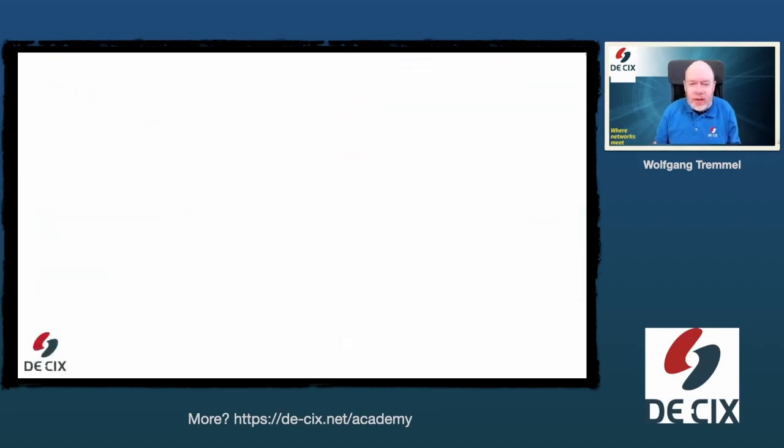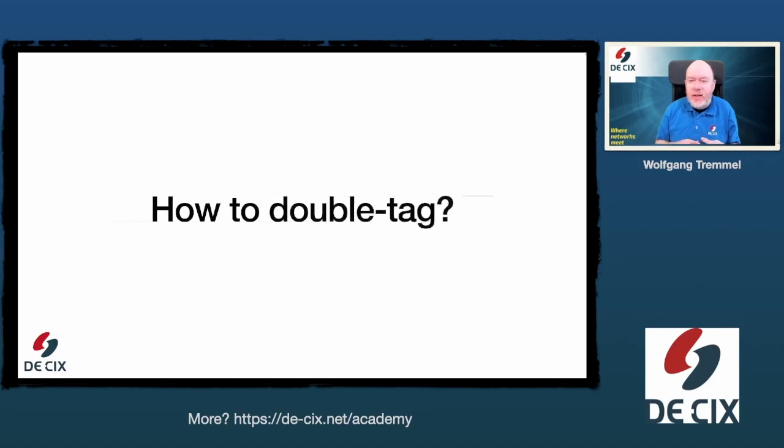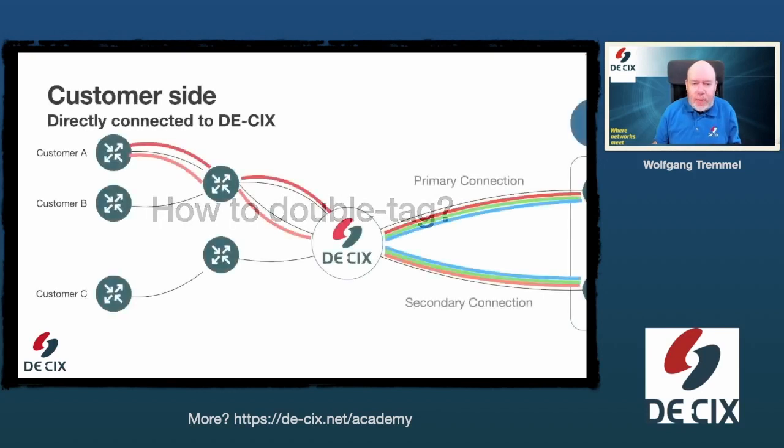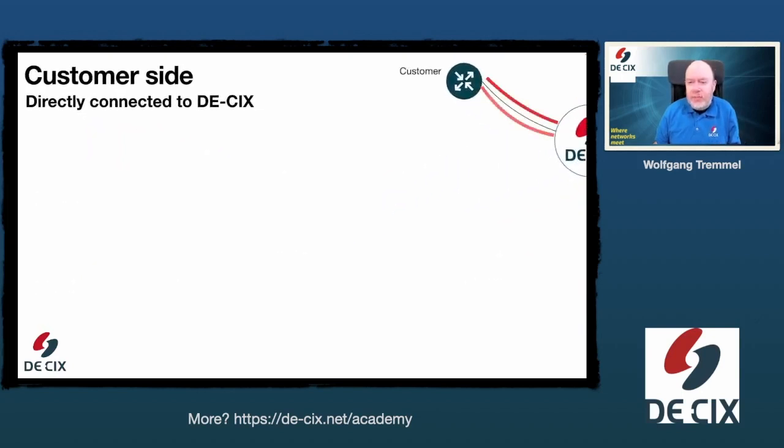But how to double tag? How does the tag get onto the frame? Where to do that and how to do that? There are a couple of options. Let's have a look at a customer who is directly connected to DKIX.